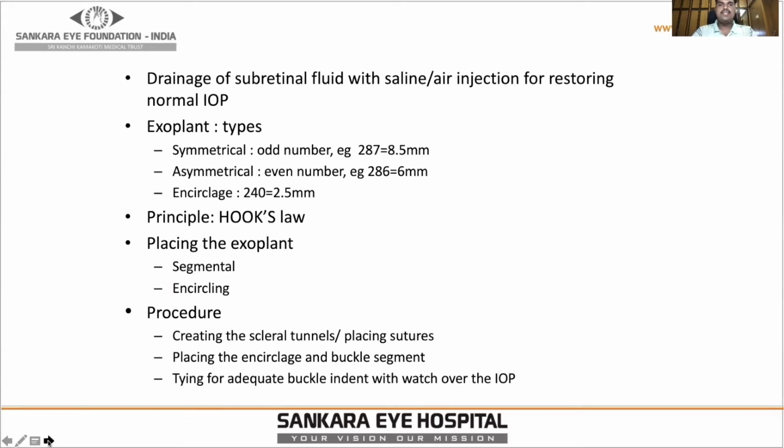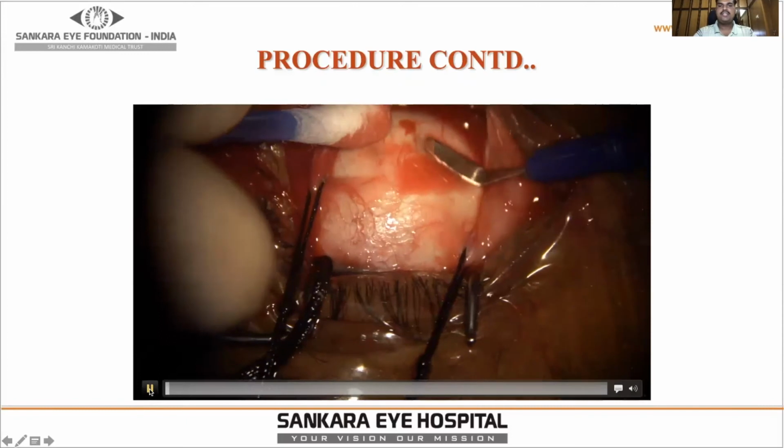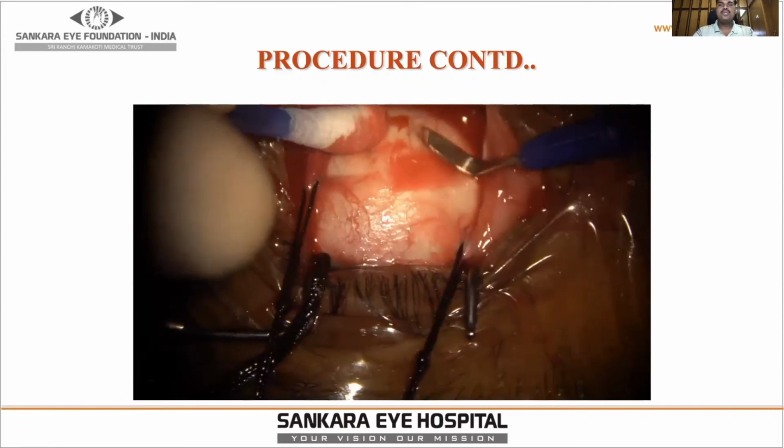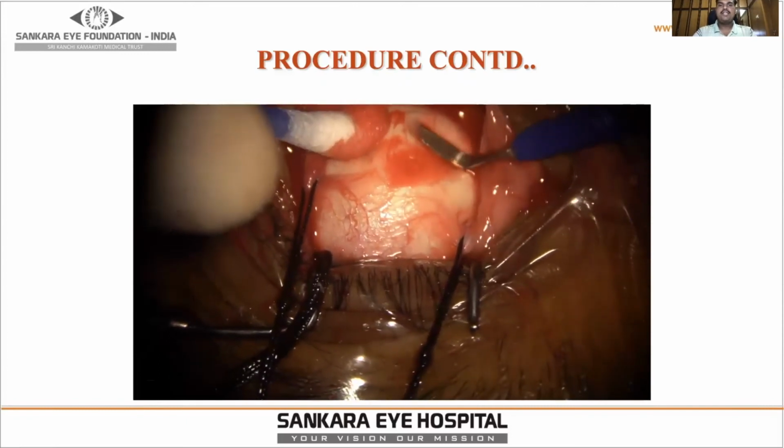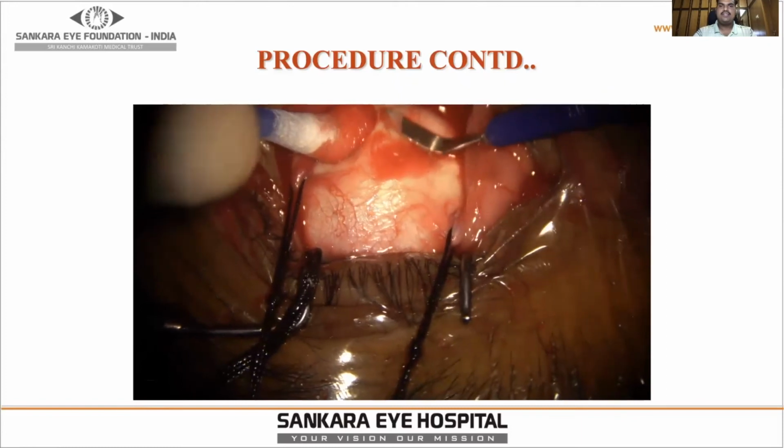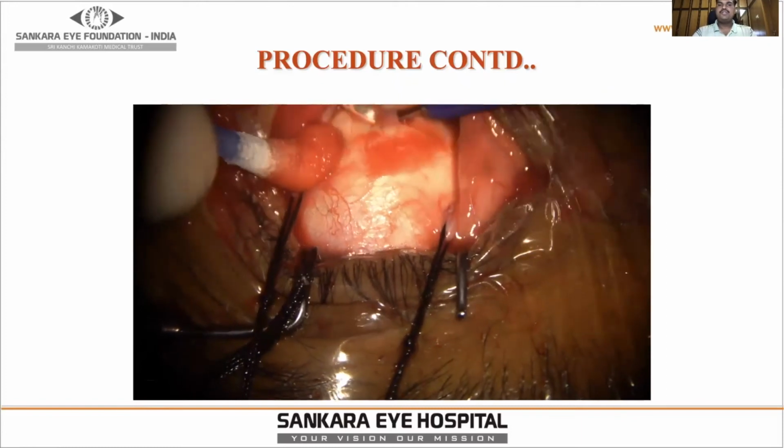These are numbered. The odd numbers are the ones which are symmetrical, like 287, and the even numbers are asymmetrical. Encircling, there are two types: the 240 band, which is about 2.5 mm, or the 42, which is about 5 mm. The principle on which the buckle works is called Hooke's law. Procedure is explained here. Two radial cuts are done for creating a scleral tunnel. This can be supplemented by using sutures also.